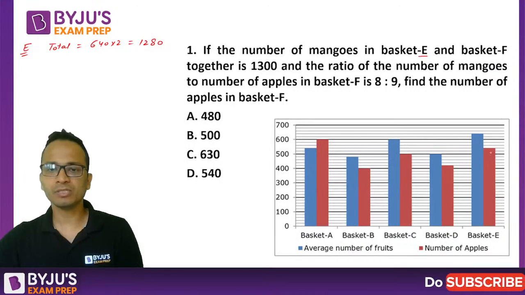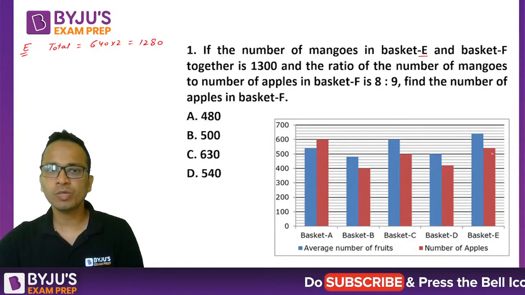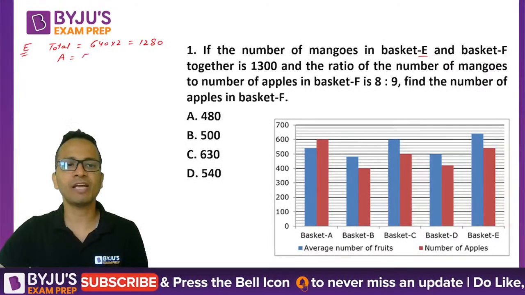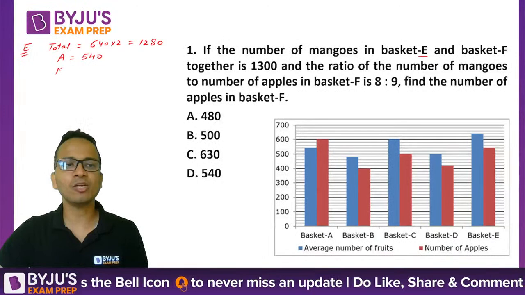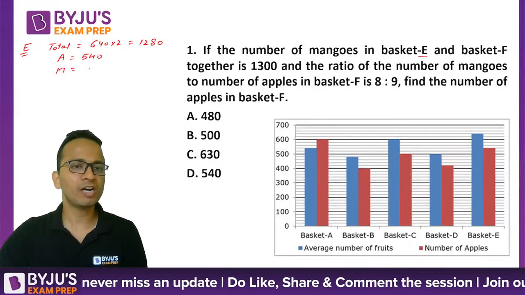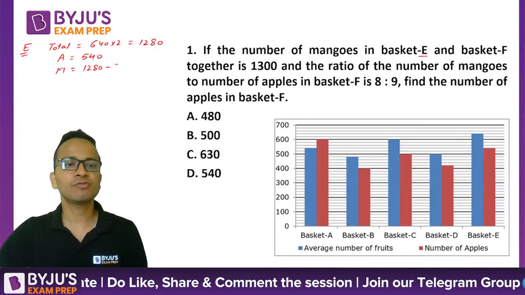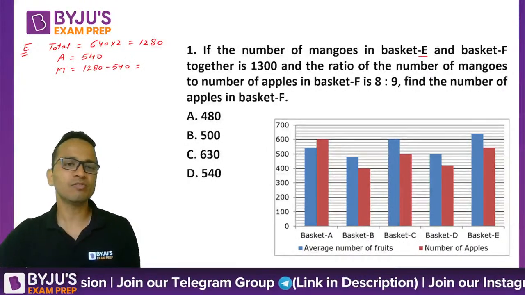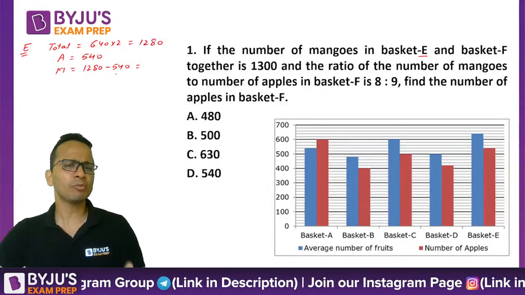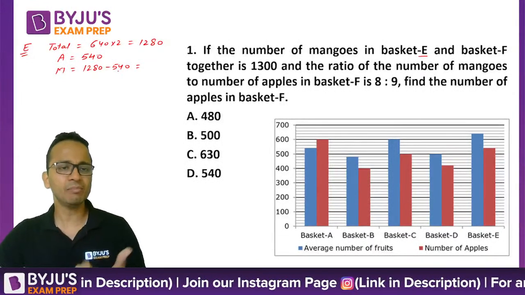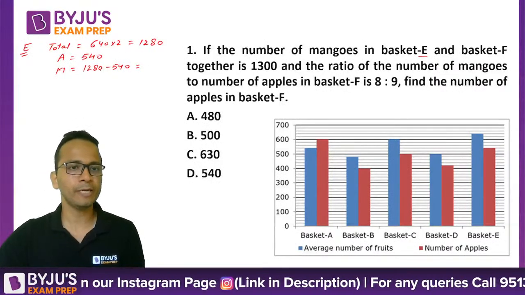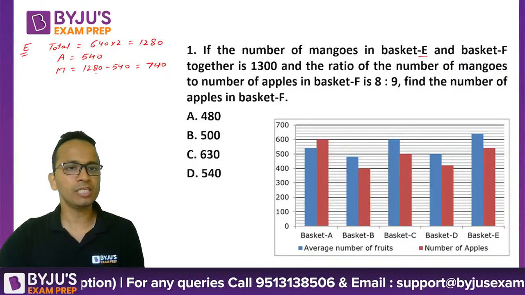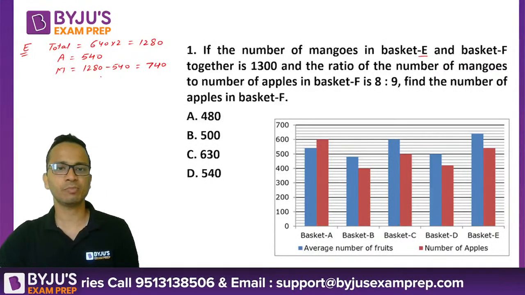Now number of apples is given by the red graph, and which is equal to 540. So apples in this case is 540. So number of mangoes in this basket will be 1280 minus 540. Now I'm writing all these things, but there is no need to write all these values. इस तरीके से लिखने की जरूरत नहीं है, because in the actual examination we'll be saving time by not writing all these things. Okay, so 740 is the number of mangoes in this basket.